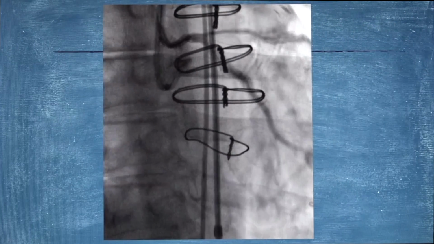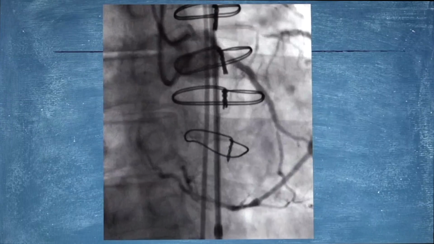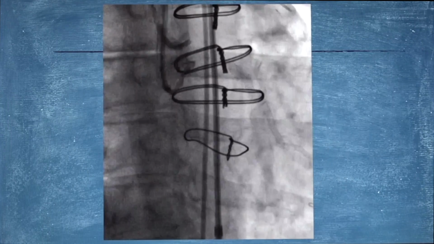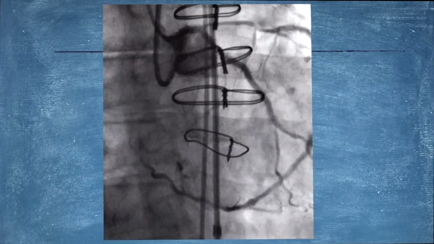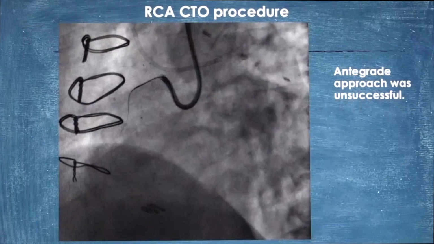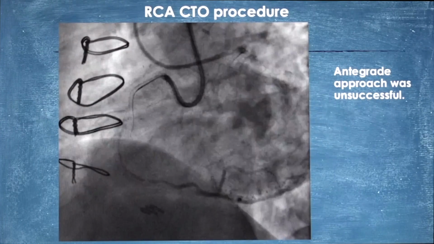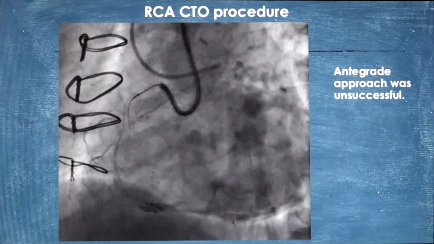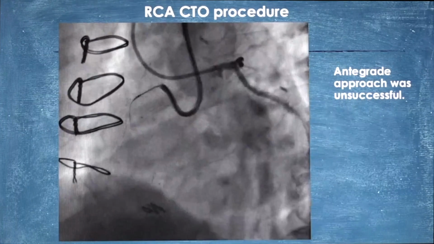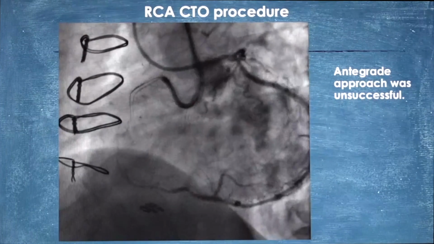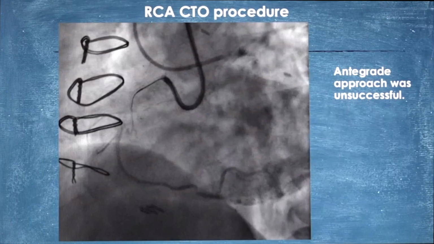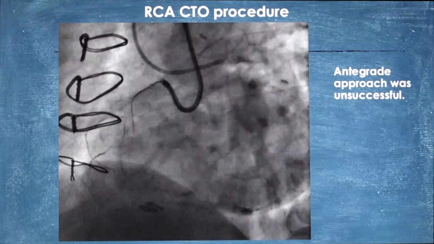So you saw the first shot there, that was an LAO, and here's the RAO shot. You can see the flow to the RCA is from the circ system. So we started with an antegrade approach, which was not successful. We tried wire escalation from the Fielder XT to a Pilot 200. So the choices now were to either do dissection reentry or do a retrograde approach.